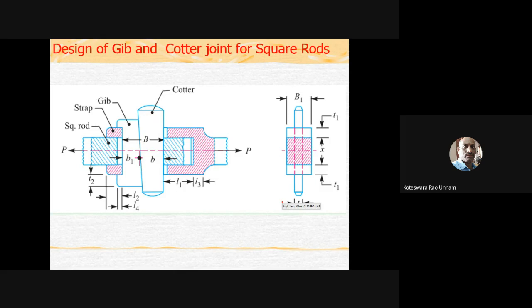So I think those who have a data book with you, just open your data book. I want to know whether this is there in our data book or not. In the older version, he has not given this in the data book.